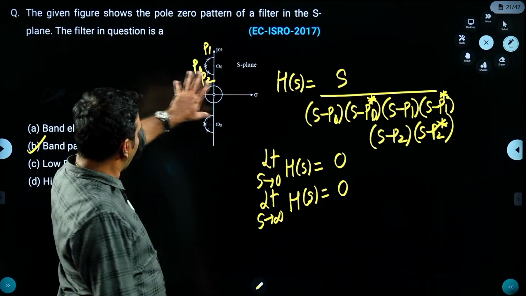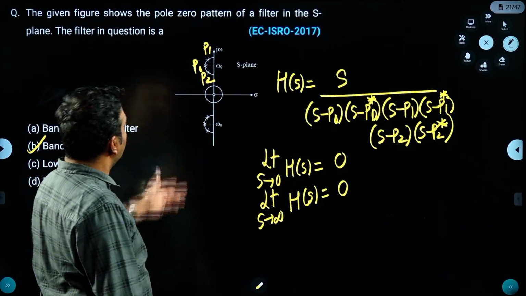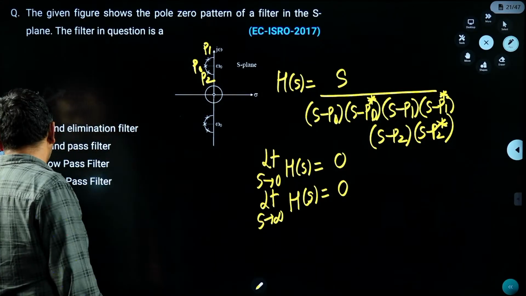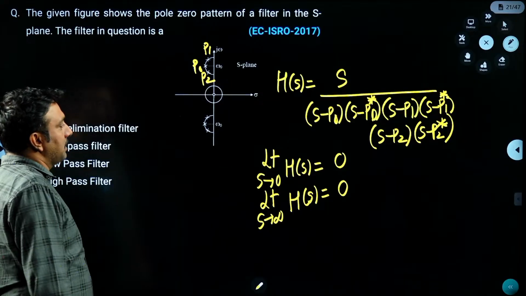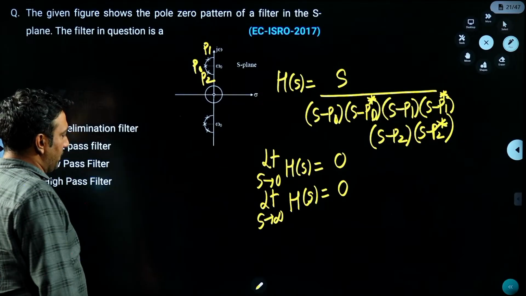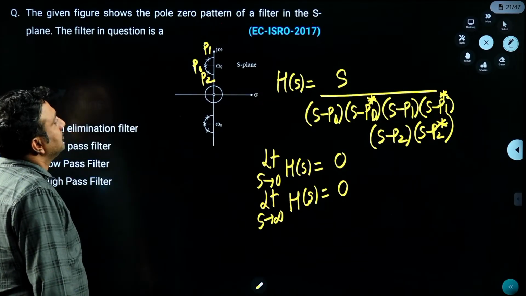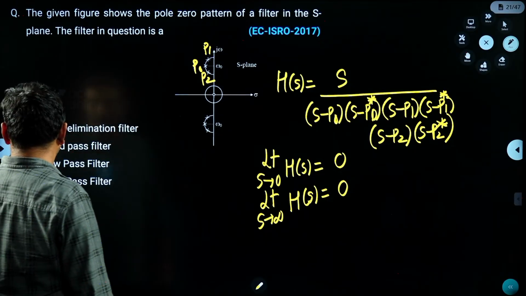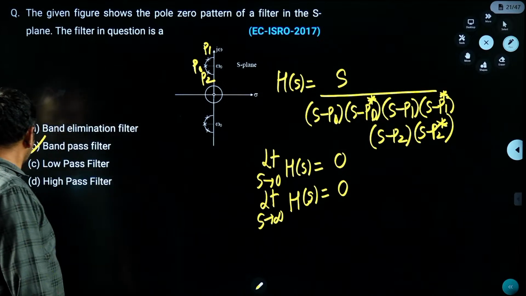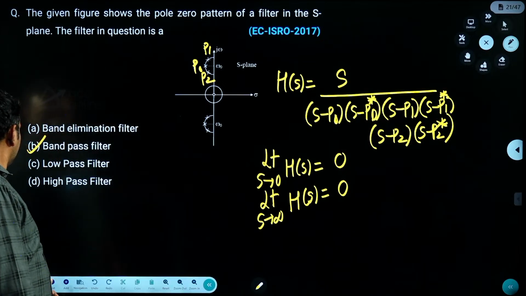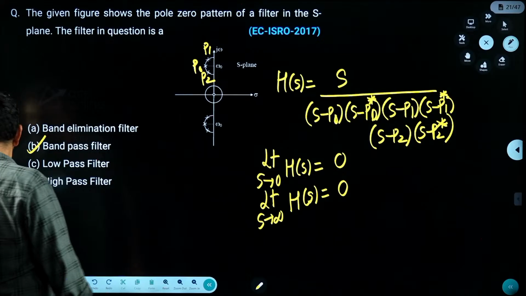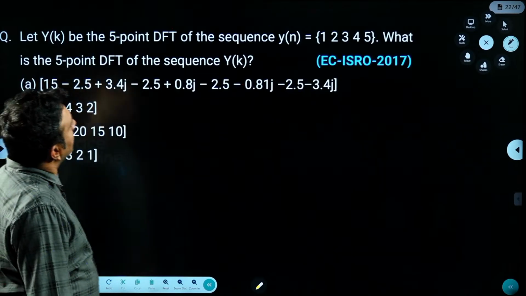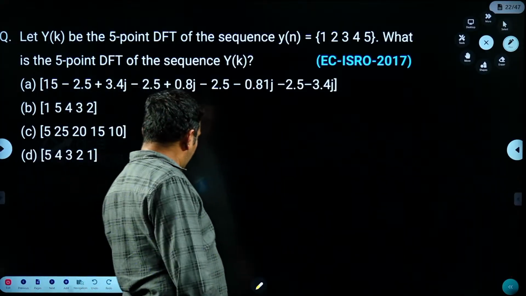First you write the transfer function from the given pole zero plot, then you can answer it easily. Check starting value, ending value. S tends to 0, S tends to infinity. Let us see this model.